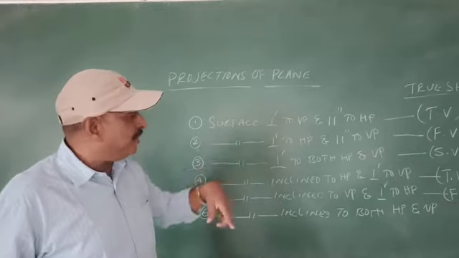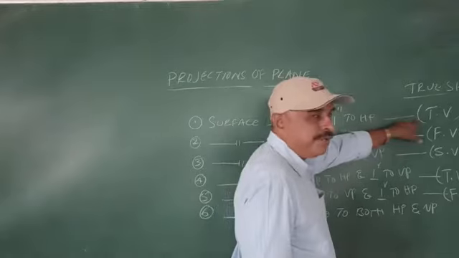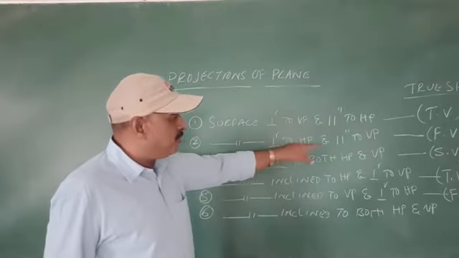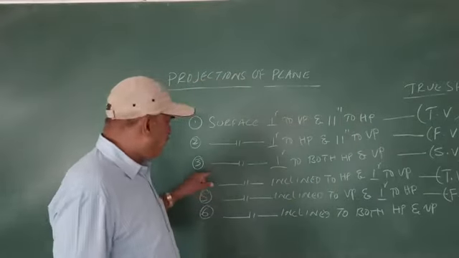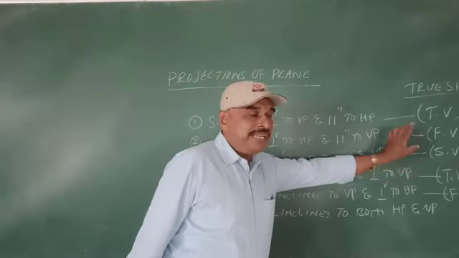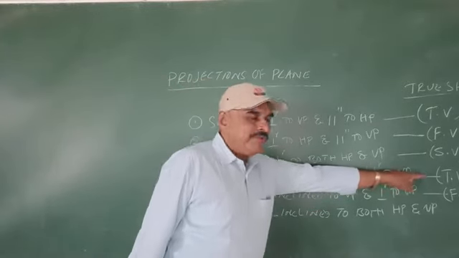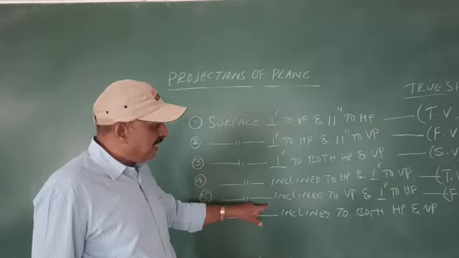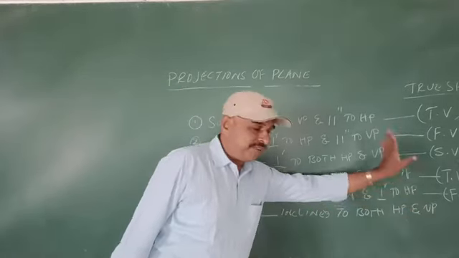Okay, you can note it: surface perpendicular to VP and parallel to HP, true shape is obtained in top view. When the surface is perpendicular to HP and parallel to VP, true shape is obtained in front view. When surface is perpendicular to both HP and VP, true shape is obtained in side view. When the surface is inclined to HP and perpendicular to VP, true shape is obtained in top view. When the surface is inclined to VP and perpendicular to HP, true shape is obtained in front view.